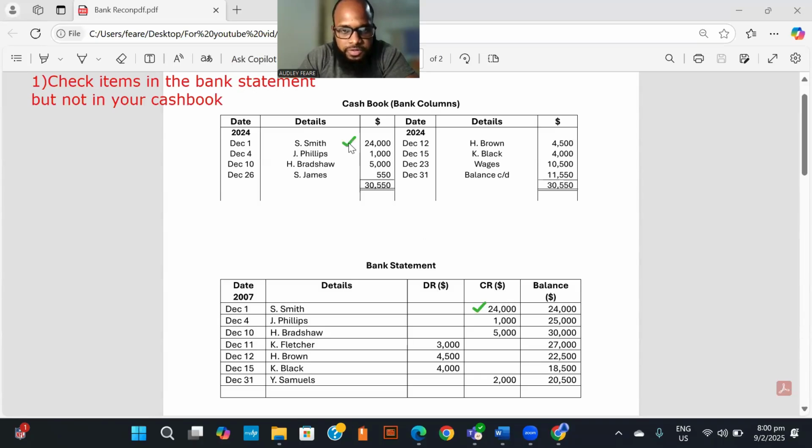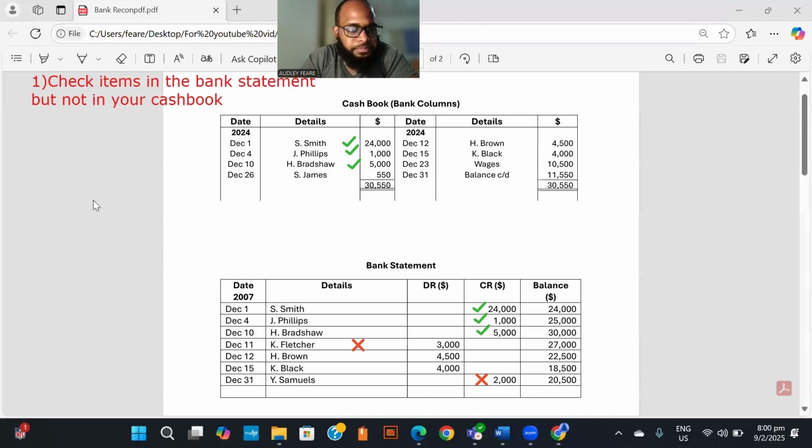24, we have 24 there. The 1,000 there, remember, debit to credit, the 5,000, and the 5,000 there. All right, but we don't have that $2,000. You see that? So we don't have that. So we need to add that. All right, let's go to the other side now to see what we have. All right, so the $3,000, we're not seeing that $3,000. So we're going to put an X there instead.